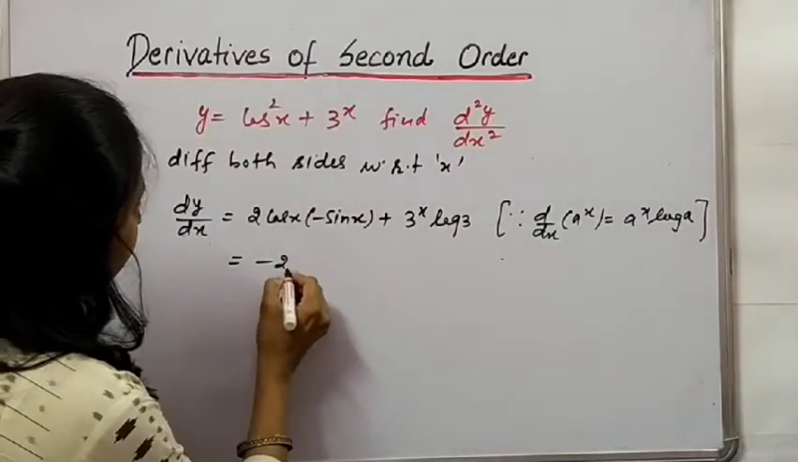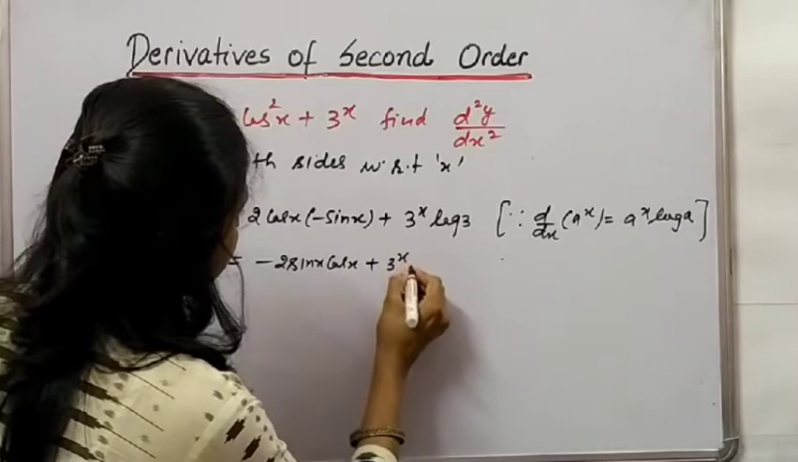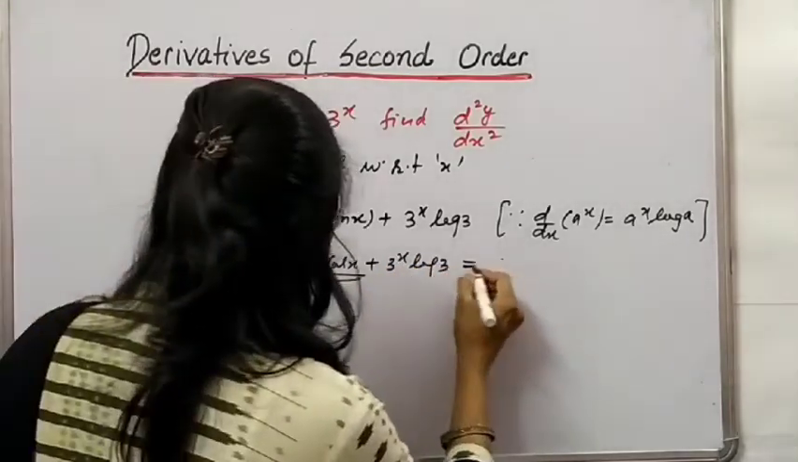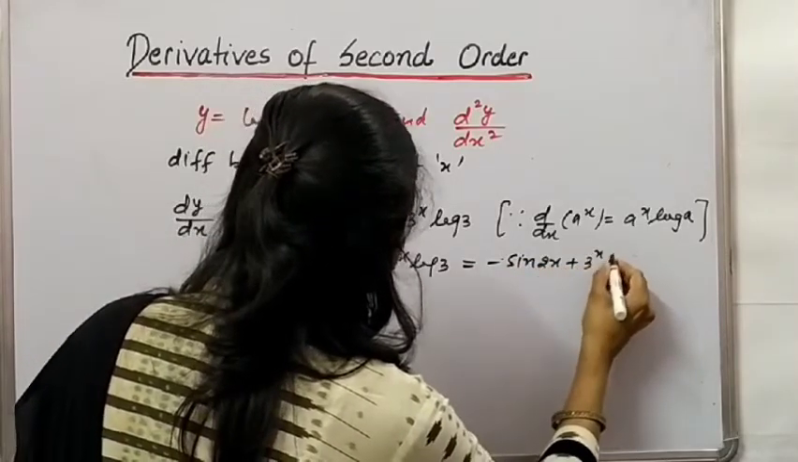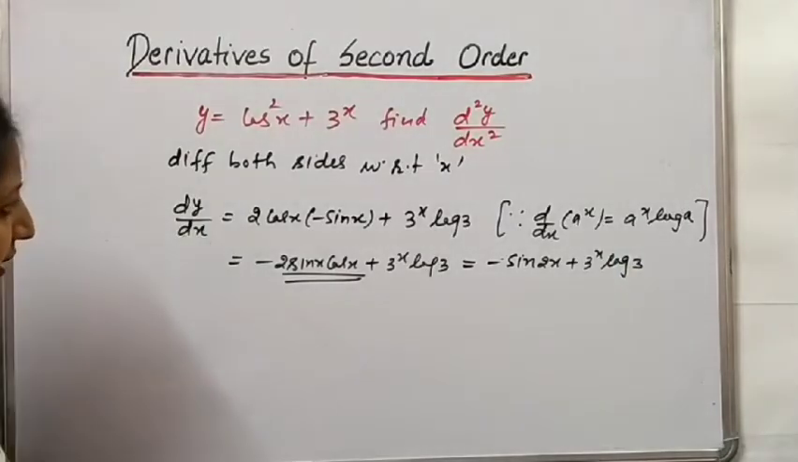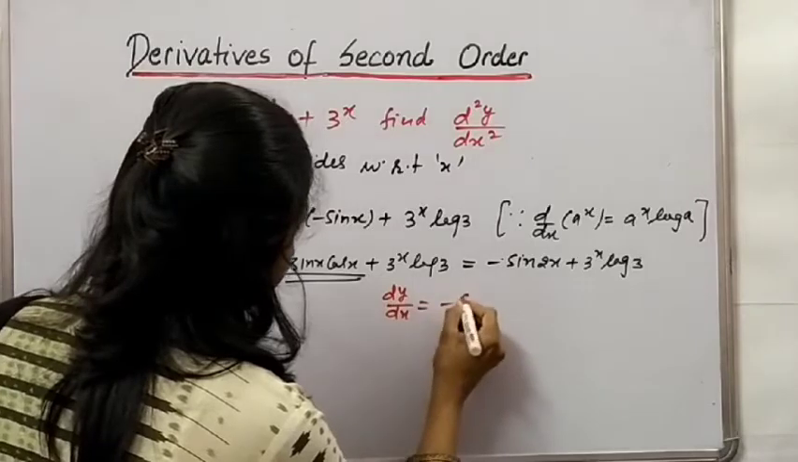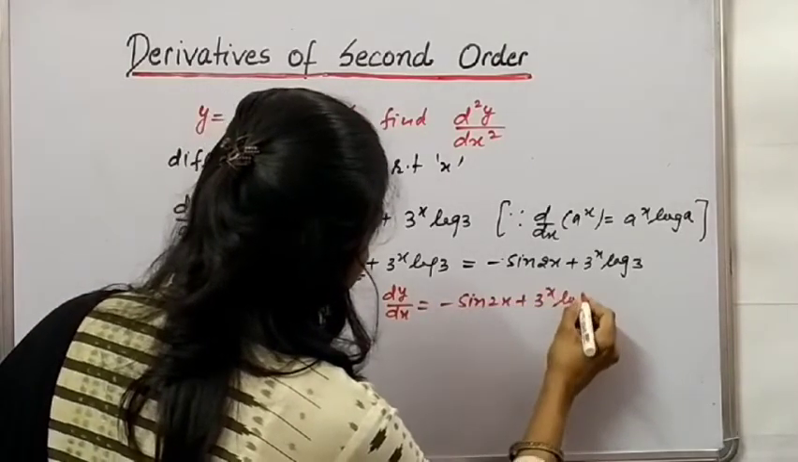Now it will be minus 2 sin x cos x plus 3^x log 3, and this is sin 2x, so we can write it as minus sin 2x plus 3 raised to power x into log 3. So this is our first order derivative, that is dy by dx. So dy by dx is equal to minus sin 2x plus 3 raised to power x into log 3.